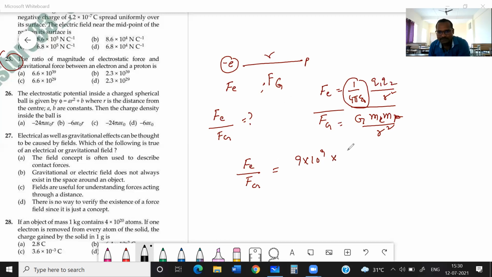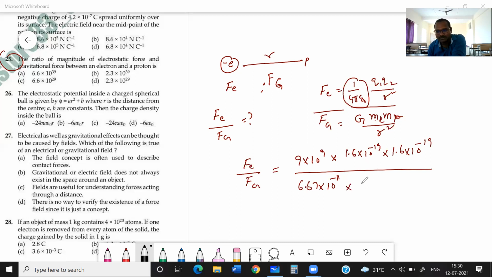Q1, charge of electron, 1.6 into 10 to the power of minus 19, into Q2, charge of proton, 1.6 into 10 to the power of minus 19 coulomb, divided by G, the universal gravitational constant, 6.67 into 10 to the power of minus 11, in Newton meter square per kg square, which is the SI unit, into mass of electron 9.1 into 10 to the power of minus 31 kg, into mass of proton 1.67 into 10 to the power of minus 27 kg, divided by r square, which cancels.